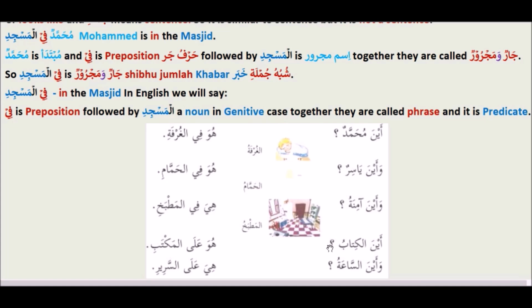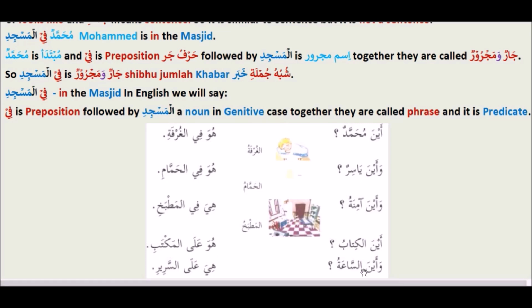Aina al-kitabu, where is the book? Al-kitabu, this is now definite, with huwa ala al-maktabi. Now we will translate it. It is on the table. Huwa is mubtada, ala is harfu jar, al-maktabi is majroor. Together they are jarun majroorun shibhu jumla khabar.